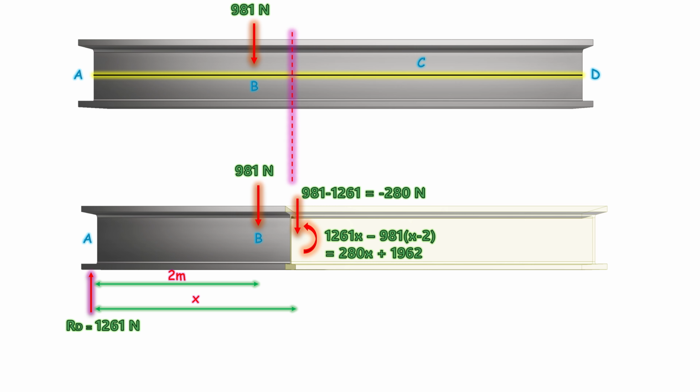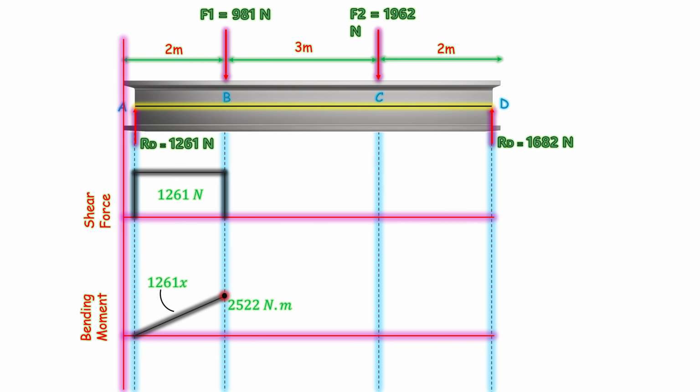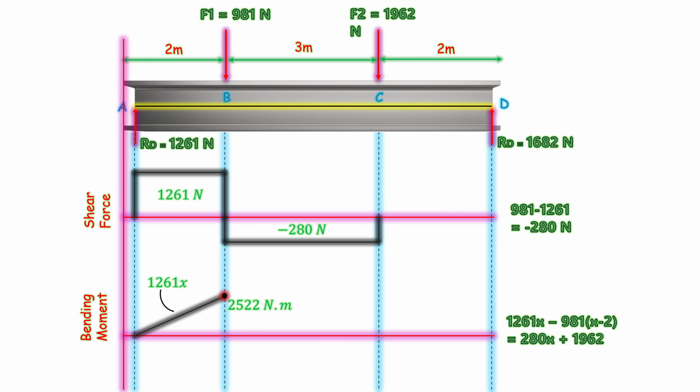Further, we'll update our shear force and bending moment diagram. This time, the shear force is negative 280 Newton. Hence, draw the line in the negative direction and complete it till point C. Also calculate the moment by putting x equal to 5 meter and complete it in the bending moment diagram. The process is then repeated, moving the location of the imaginary cut further to the right.